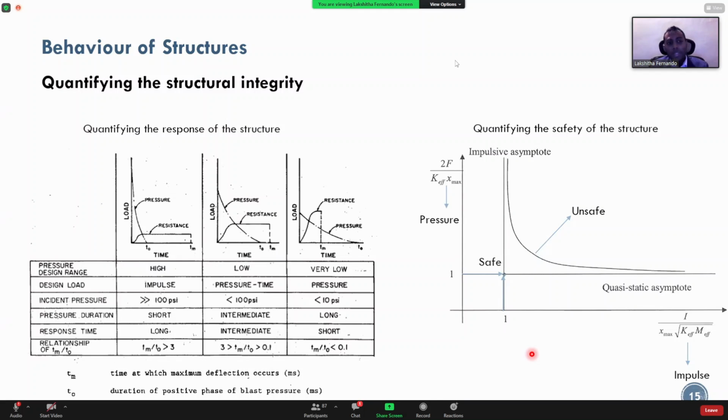So we need to understand these two things before we move on to resisting. We need to know what the blast is, we need to know what our structure is. Then it gives us a platform to see whether it can resist it. That's in the case of an existing structure. In the case of a new structure, we design it in such a way that it can resist it. But all these different ideas that I've thrown out there are very important when it comes to the designing part.